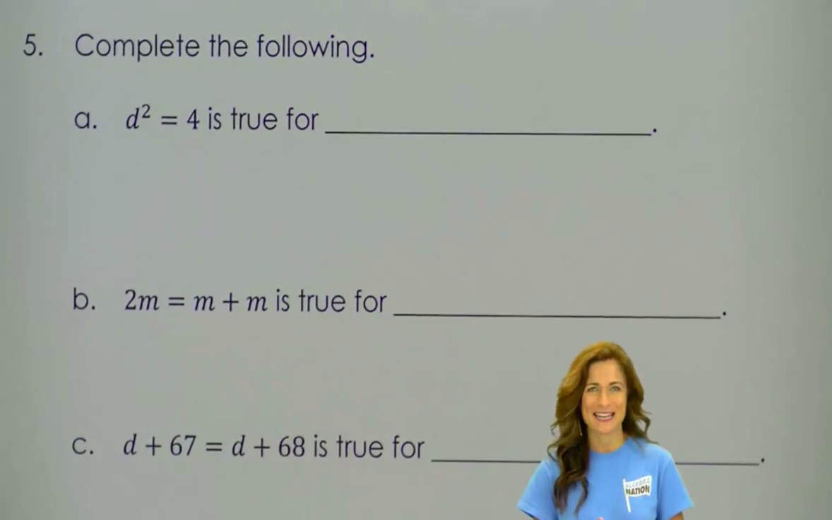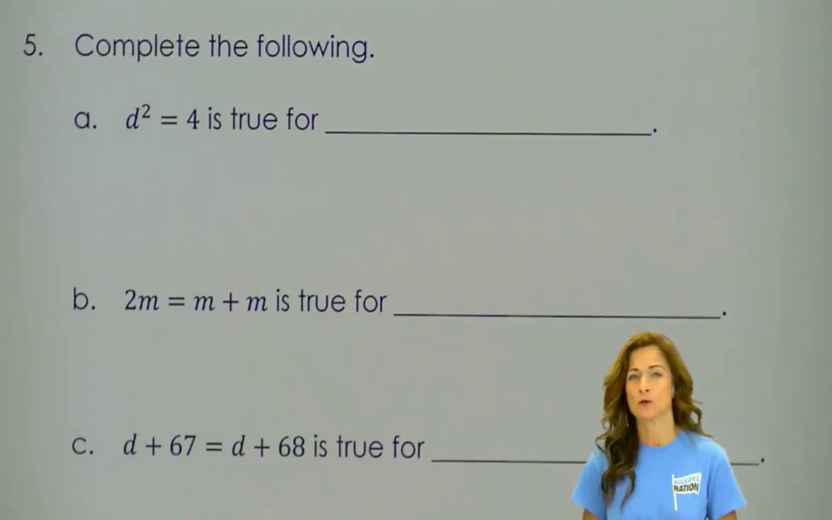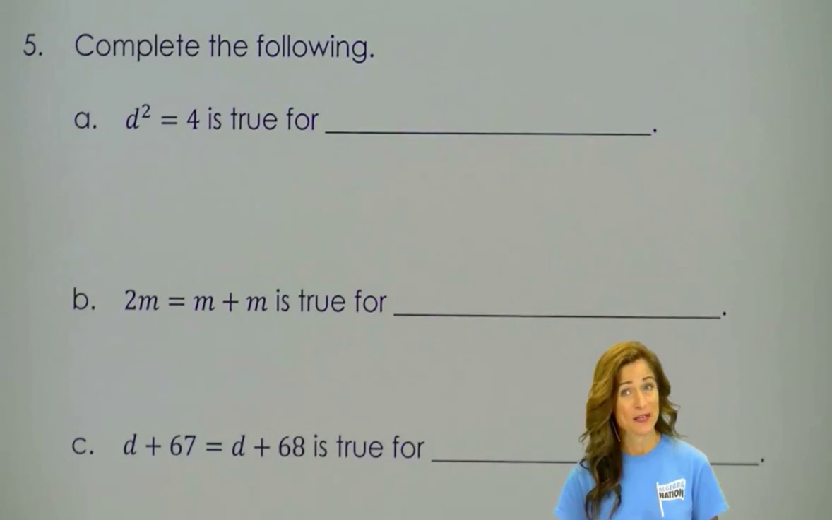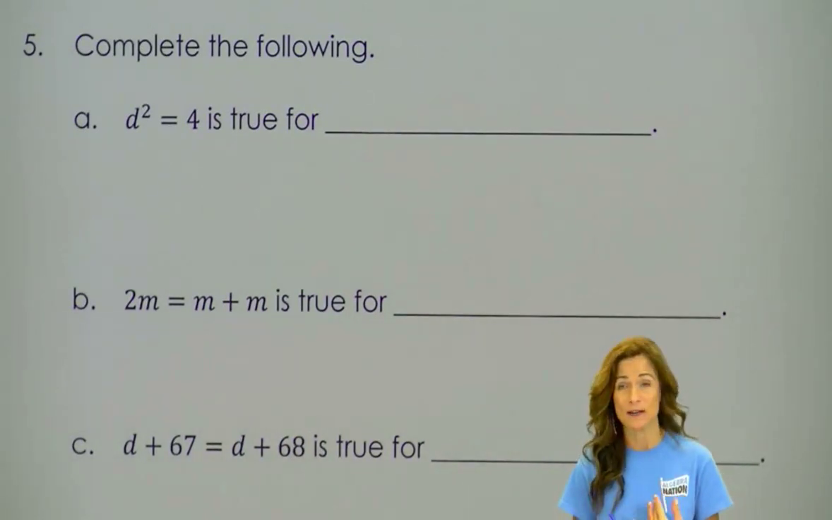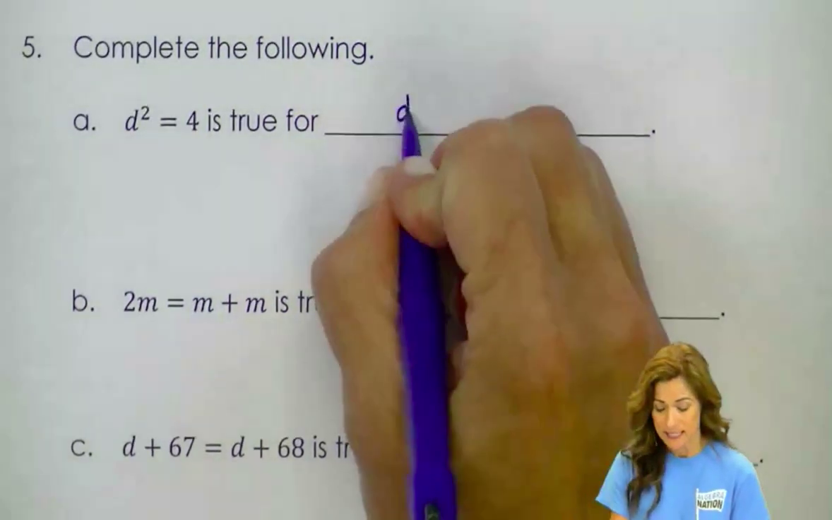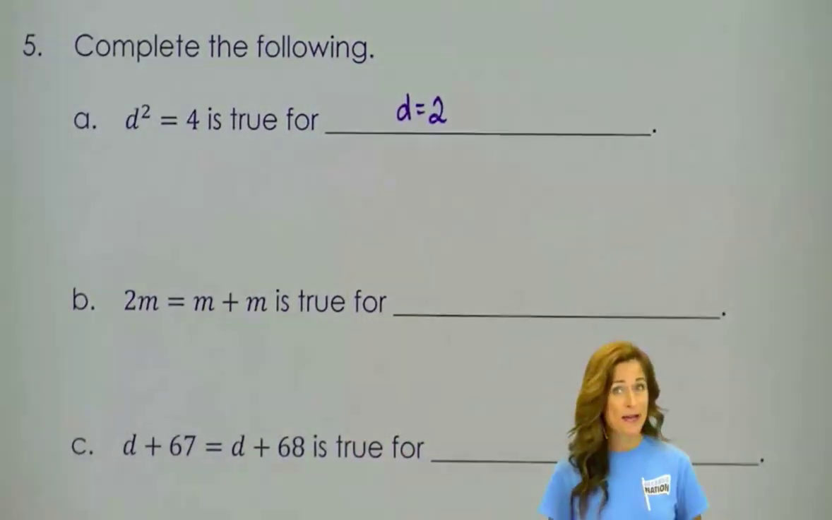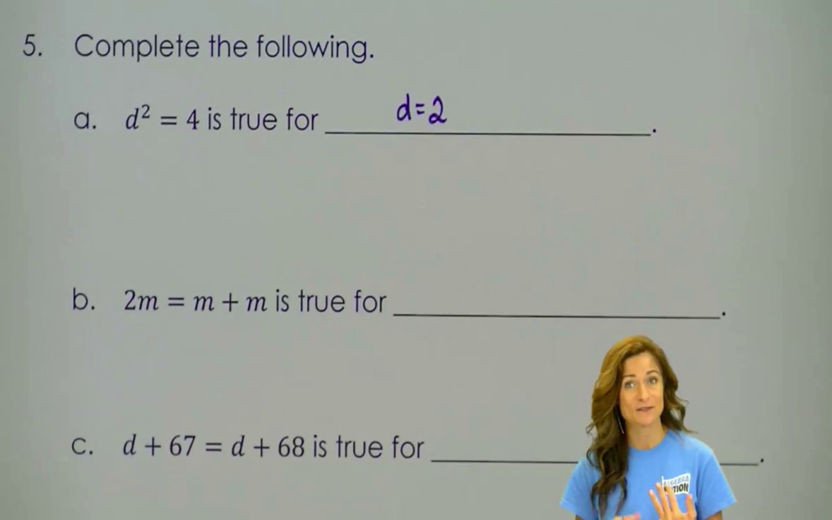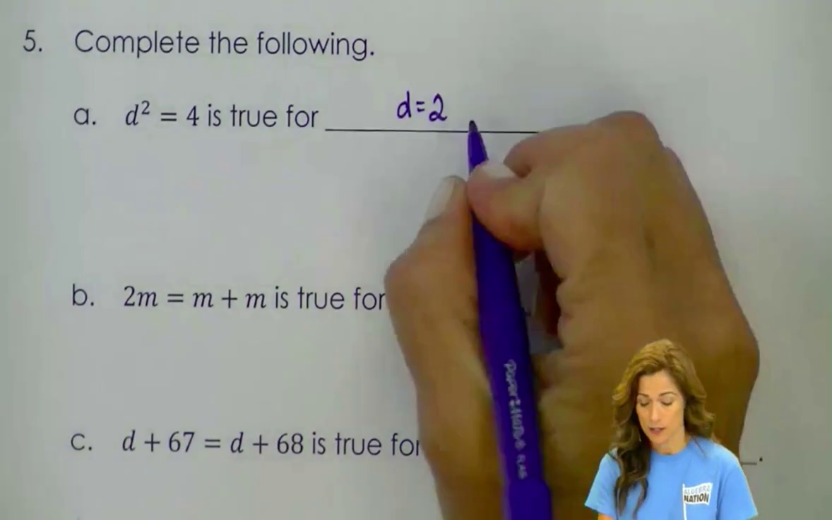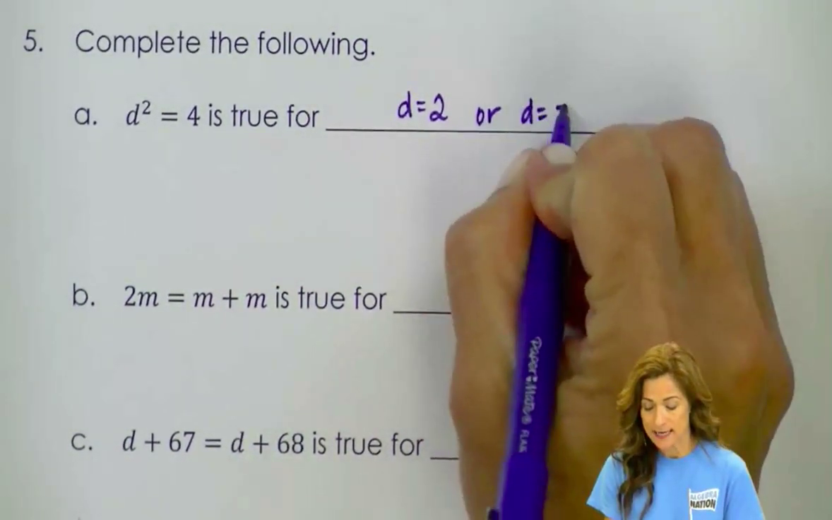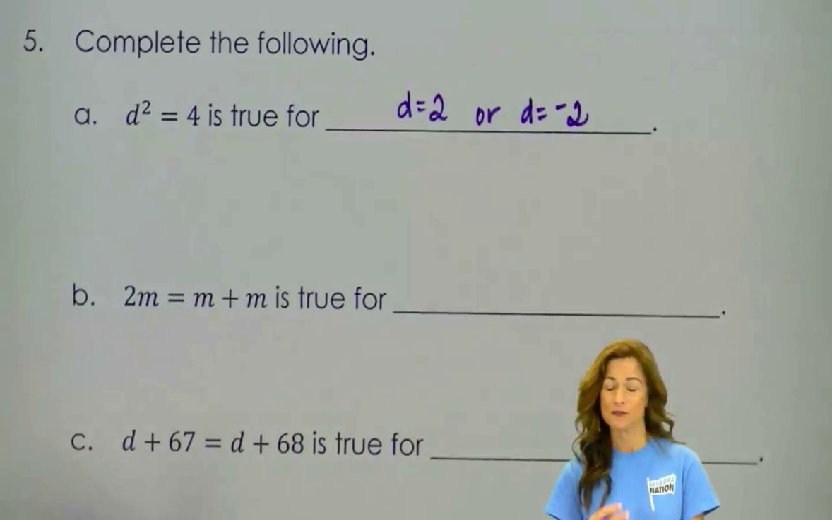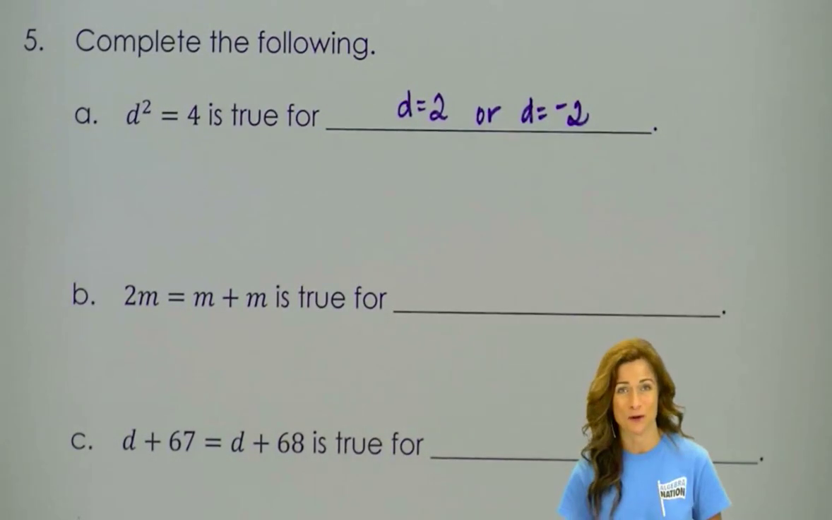Okay, let's look at these together. D squared equals 4 is true for... well, in this case, what number, when I square it, do I get 4? Well, first of all, 2, right? D could equal 2. But what about negative 2? Isn't negative 2 times negative 2 equal to positive 4? It sure is. So it is true for D equals 2 or D equals negative 2. Those are the only 2 values it's true for, though.